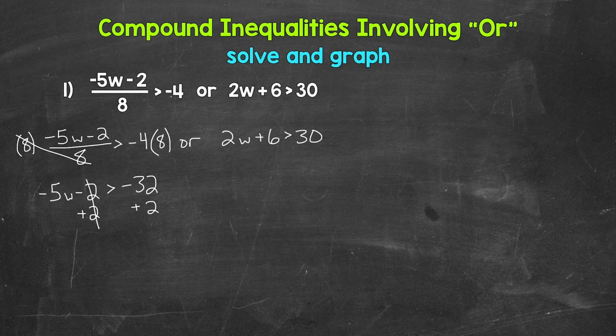The 2's on the left cancel each other out. So we have -5w is greater than, and then on the right, -32 plus 2 gives us -30. So now we have -5w is greater than -30. So we have multiplication. The inverse operation of multiplication is division. So we need to divide the left side by -5 and then the right side by -5 as well. Now remember, when solving inequalities, when we divide or multiply both sides by a negative, the inequality symbol flips.